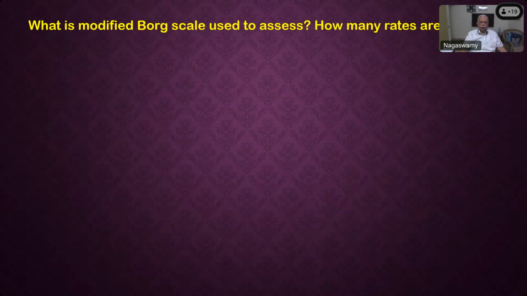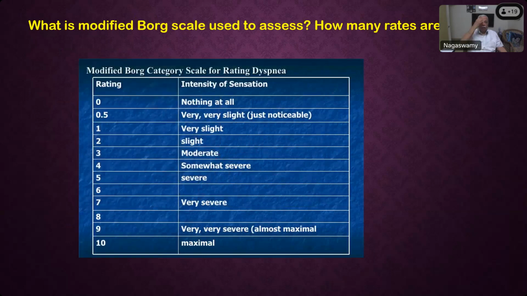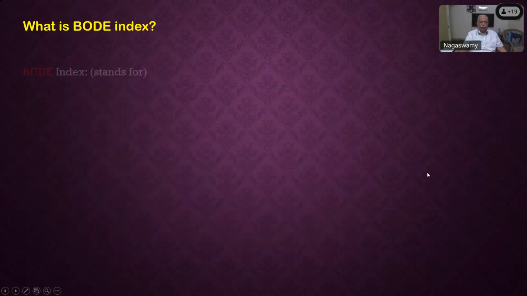What is the modified Borg scale which we use to assess dyspnea, and how many ratings are there? It is a rating between 0 to 10. And after 0 there is a 0.5. If the patient is not feeling dyspneic at all, you give a rating of 0. When the maximum dyspnea is there, you give a rating of 10, and in between you have gradually increasing severity of dyspnea.